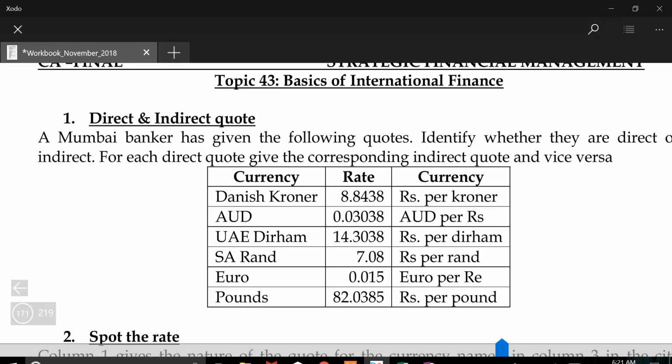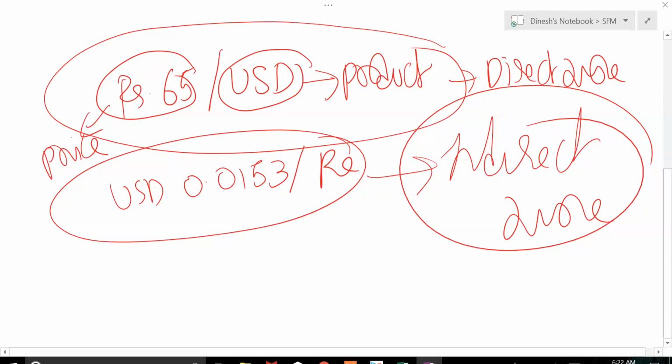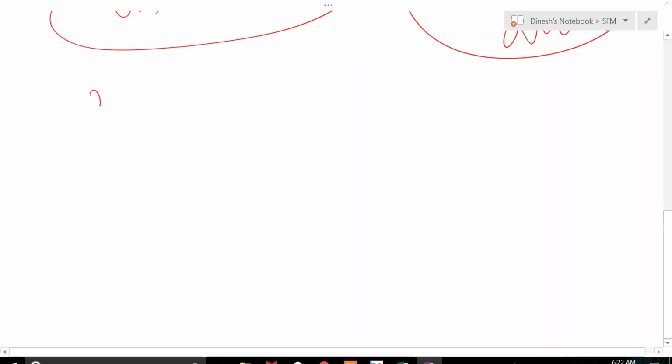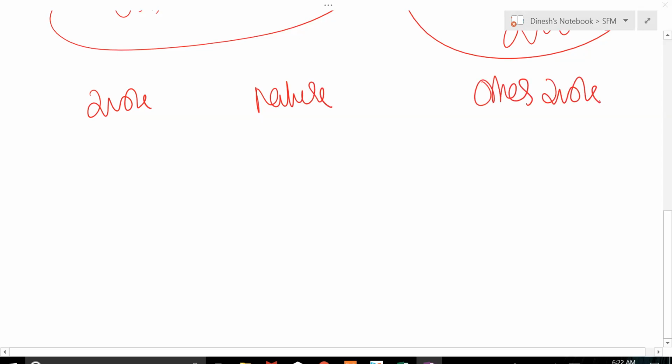Rupees per Danish kroner is the quote. Is it a direct quote or indirect quote? Direct. So now write three columns: quote, nature, and other quote.